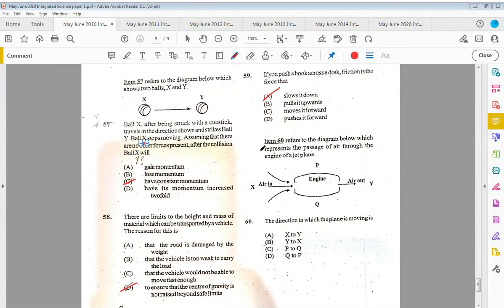And finally, item 60 refers to the diagram below, which represents the passage of air through the engine of a jet plane. So the direction in which the plane is moving is B, from Y to X. So the air is coming in here, coming out from X, coming out at Y, and it's pushing the plane in that direction. So it's moving from Y to X.